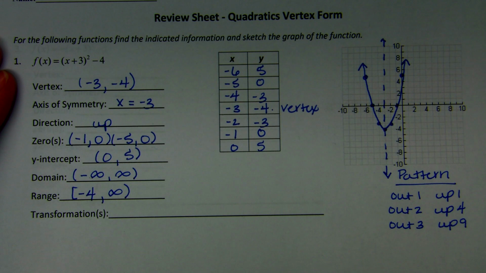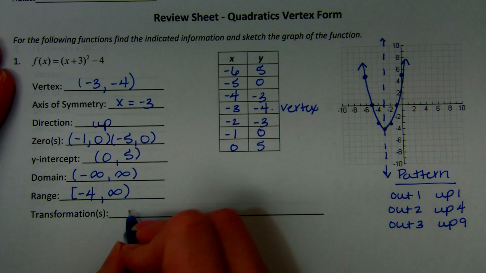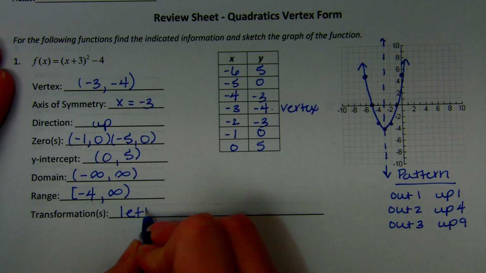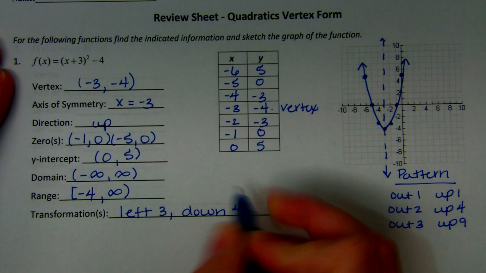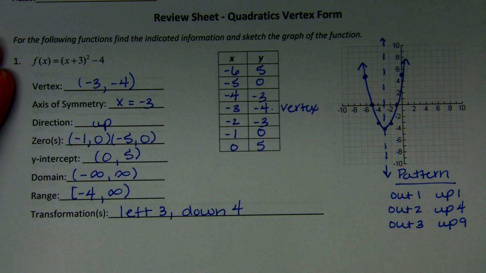And then the transformations, that's how it has changed from the parent function, which is y equals x squared. And so the answer to that is that it moved left 3 and down 4.